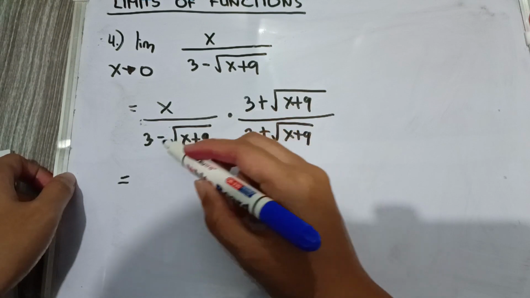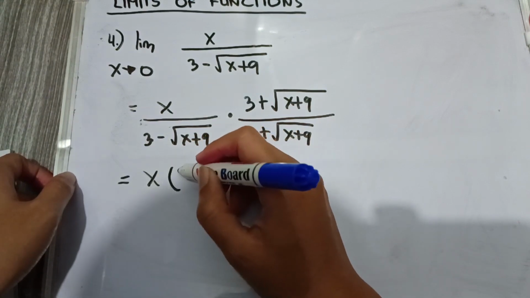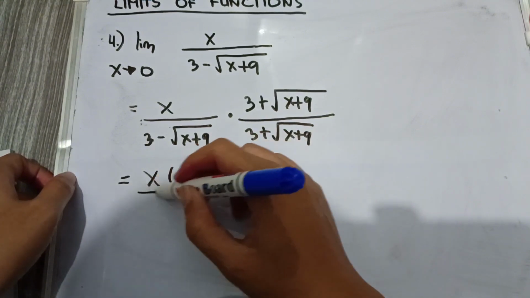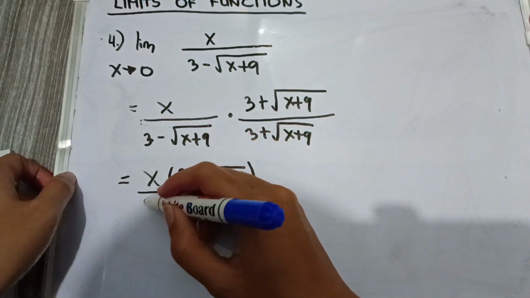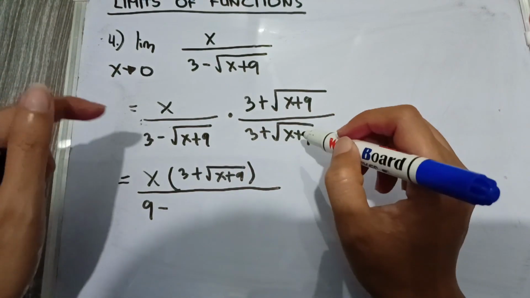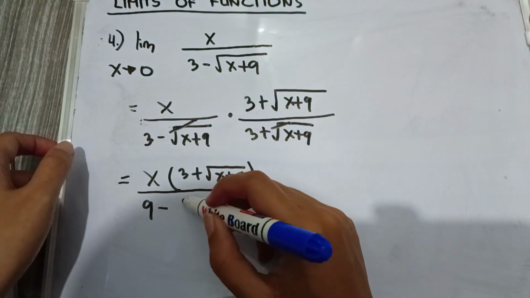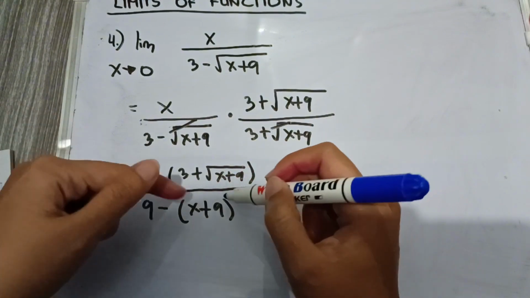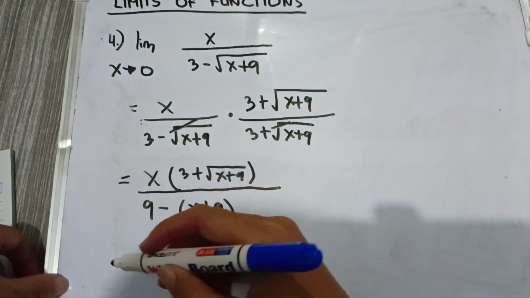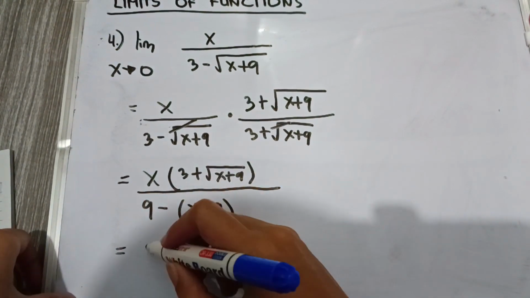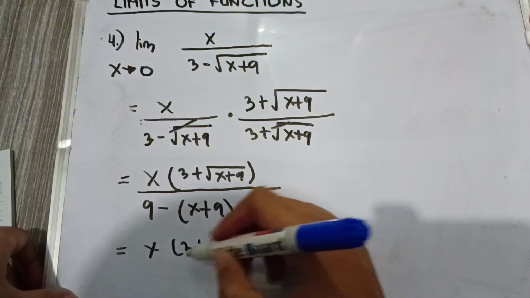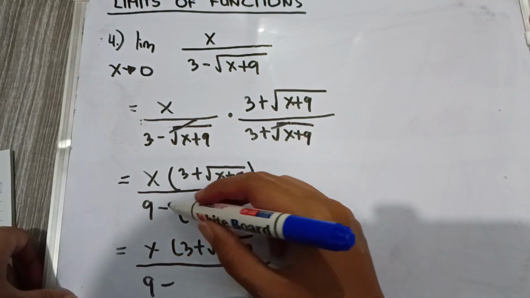Then let's multiply it. It's x times 3 plus the square root of x plus 9 all over 3 times 3 is 9. Negative times positive is negative. The square root of x plus 9 times the square root of x plus 9 cancel, so that will be x plus 9. We have to put the parentheses since we have a negative sign in here in order for us to distribute it later. Now, let's copy x times 3 plus square root of x plus 9 all over 9 minus.